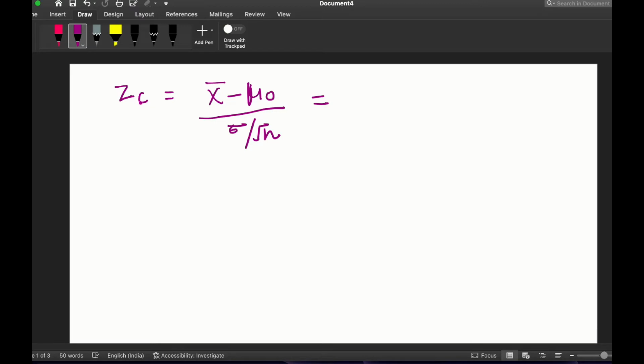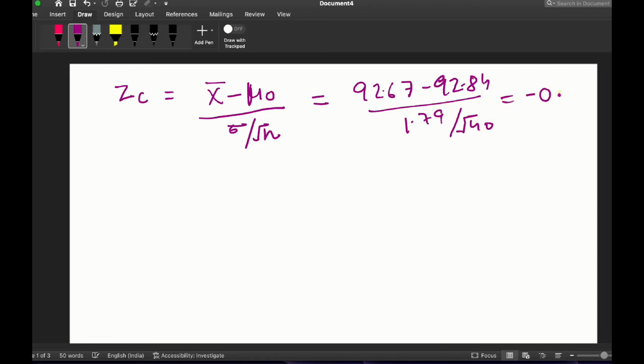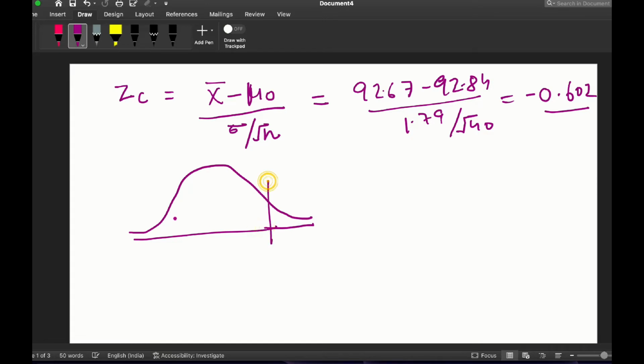Okay, so we know this formula, z critical equal to x bar minus mu naught divided by sigma divided by root n. So this is our 92.67 minus 92.84 divided by 1.79 divided by root 40. So when you solve this, you will get around 0.602. Okay, so what does it mean? That if you see, this is the critical value which we have found out from the z score, 1.96 and minus 1.96. So this critical value is 0.6.